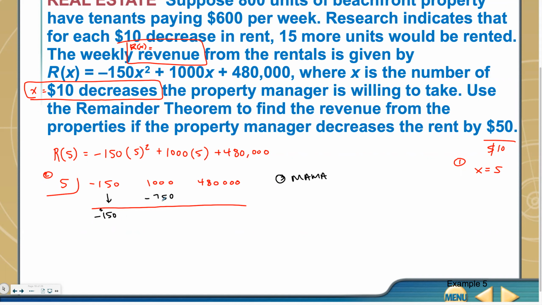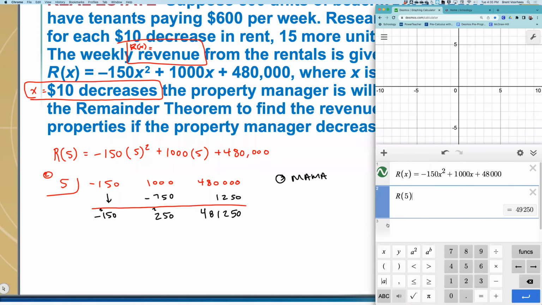Now I subtract, 1000 minus 750 is 250, and now I multiply these. I get a 0. 5 times 5 is 25 again with the carry over 2. 5 times this 2 is 10. Add those, you get 12. So when I add these up, I should get the same value. 4, 8, 1, 2, 5, 0. Now I've got to figure out what we did wrong here, why we did not get the same answer.